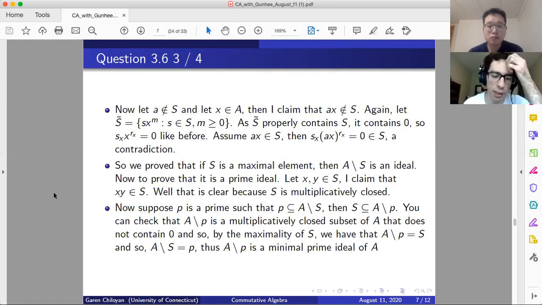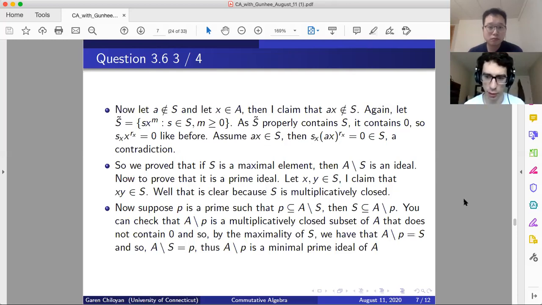A complement P is, I'm sorry, this is a mistake. This should be A complement S. A complement S is a minimal prime ideal of A. That's exactly what we had to prove. So that is one part of that question. So we proved from left to right. So we proved that if you have a maximal element of sigma, then the complement is a minimal prime ideal.